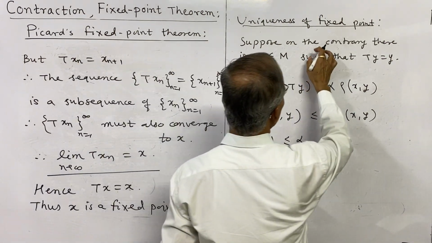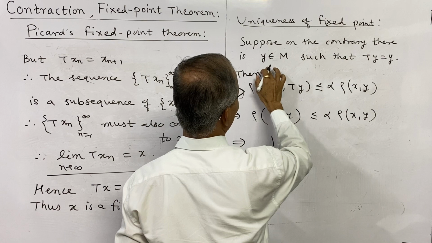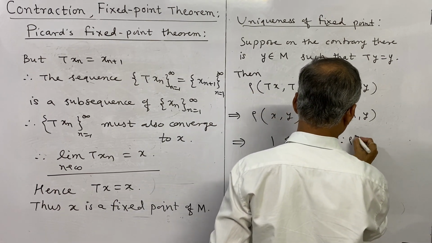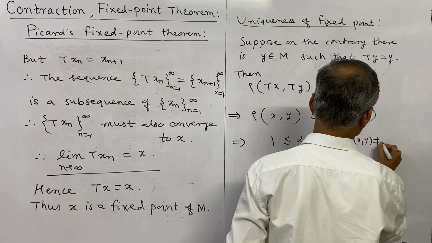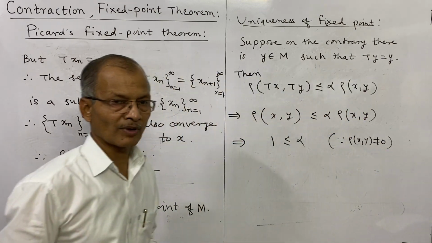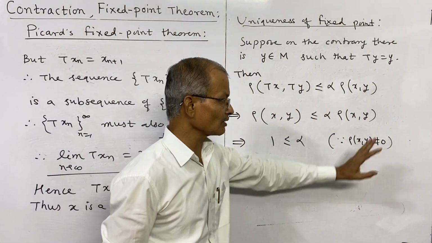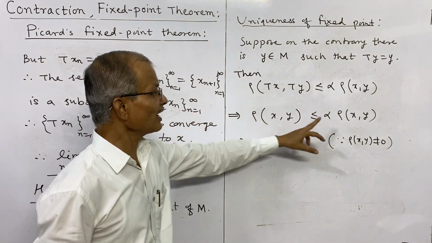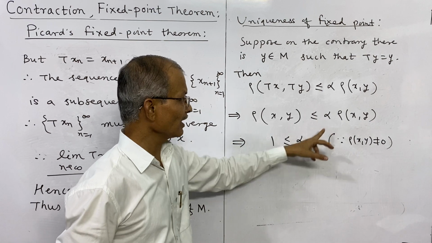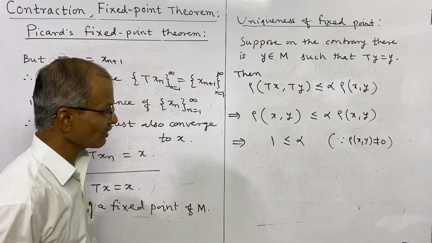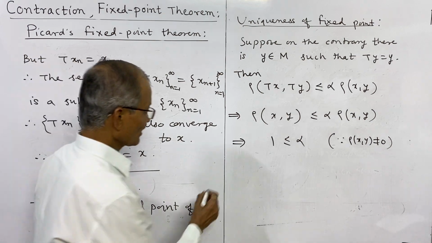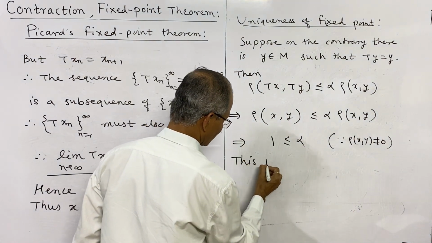Since here there is another point y not equal to x, rho of x and y is not equal to 0. If these are different, by definition of metric, the distance is not 0. And if it is not 0, we can divide. And if you divide this, then 1 remains here and alpha remains. 1 is less than or equal to alpha. And this is a contradiction.